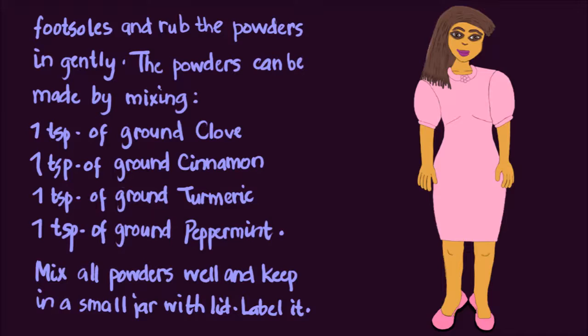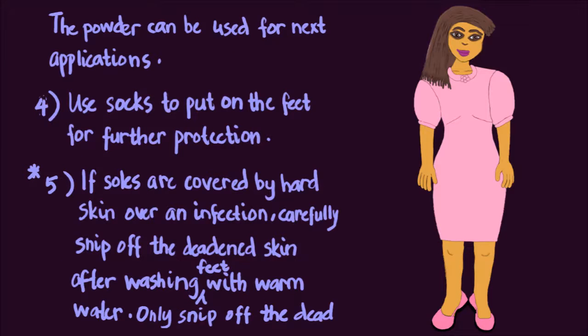The powders can be made by mixing 1 teaspoon of ground clove, 1 teaspoon of ground cinnamon, 1 teaspoon of ground turmeric, and 1 teaspoon of ground peppermint. Mix all powders well and keep in a small jar with lid. Label it. The powder can be used for next applications. Number 4. Use socks to put on the feet for further protection.